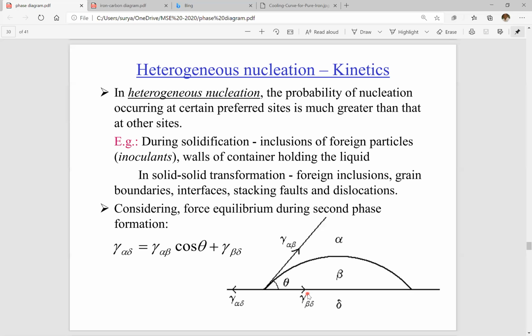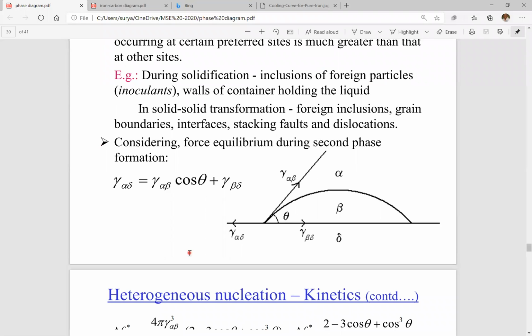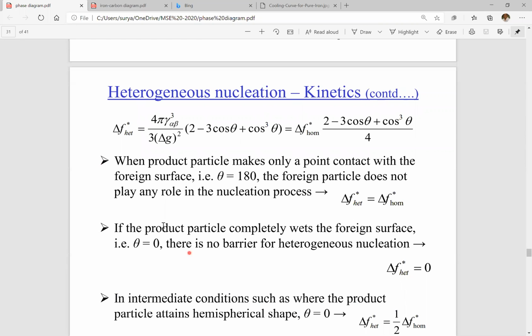If you resolve these forces, these energy levels, we can find gamma alpha delta equals gamma beta delta plus the cos component of this energy. That cos component is gamma alpha beta cos theta, where the angle is theta. So gamma alpha delta equals gamma beta delta plus gamma alpha beta cos theta. That will be the equation, the free energy associated with the heterogeneous nucleation process. You don't need to go through these details. So we'll go to the energy level of this.